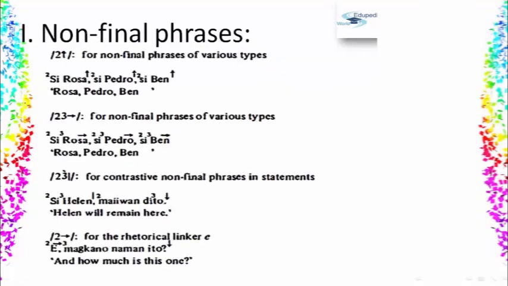Next, we have the non-final phrases. 2 up for non-final phrases of various type. Si Rosa, si Pedro, si Ben. Rosa, Pedro, Ben. 2, 3 following for non-final phrases of various type also. And next, we have the 2 down for contrastive non-final phrases in statements. Si Helen may iwan dito. Si Helen may iwan dito. Helen will remain here. Next, we have 2 following for the rhetorical linker. Magkano naman ito? Magkano naman ito? And how much is this one?